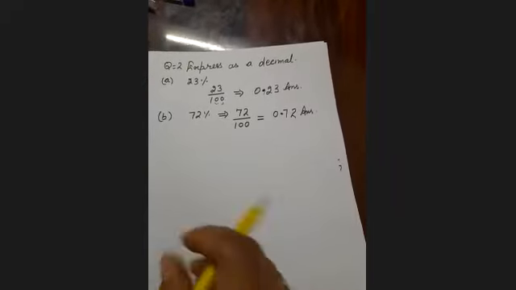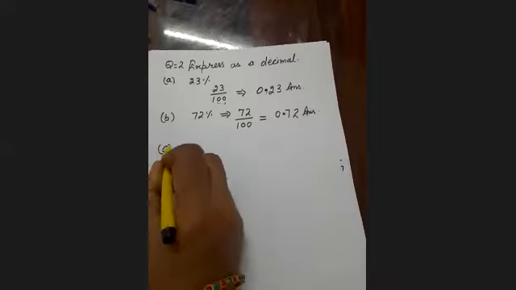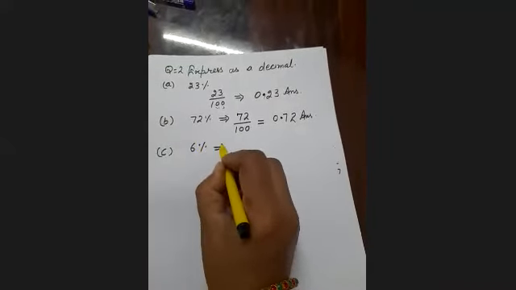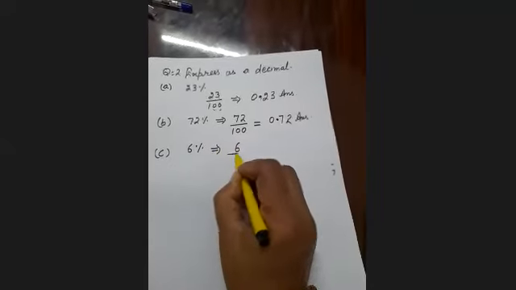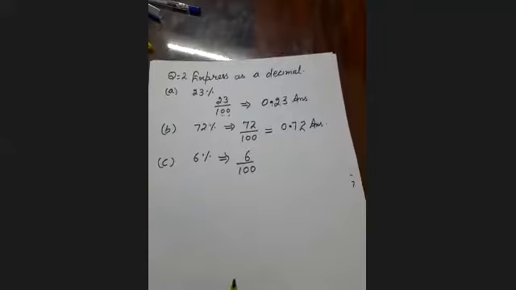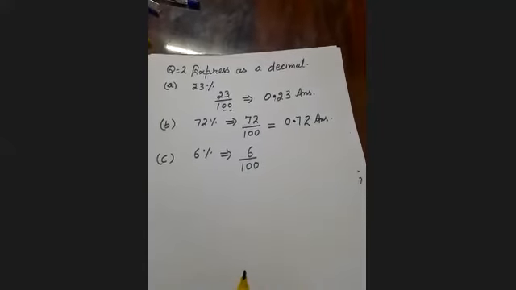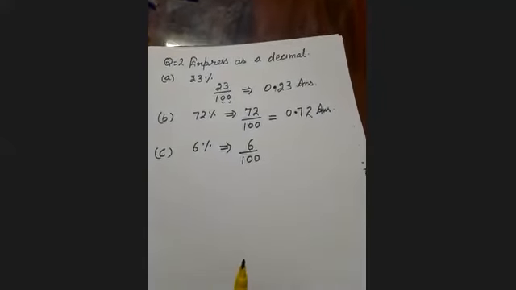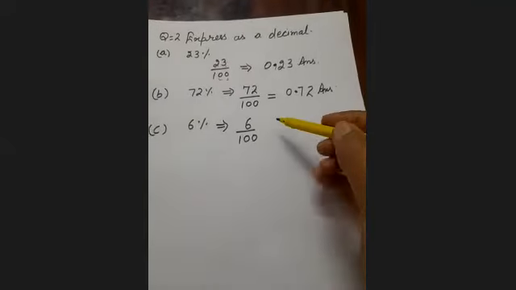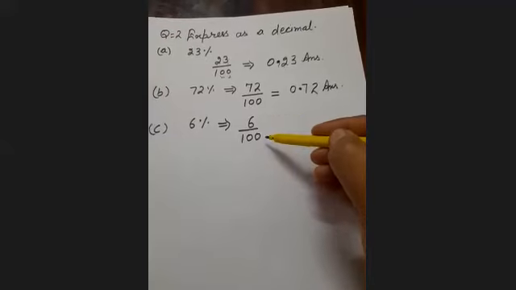Clear, students? Next is part C, 6%. First we'll write this number as a fraction, 6 upon 100. Now our numerator is 6 and denominator is 100.